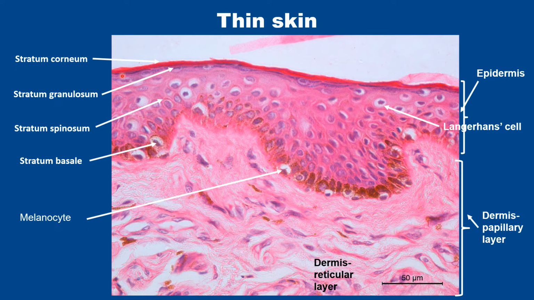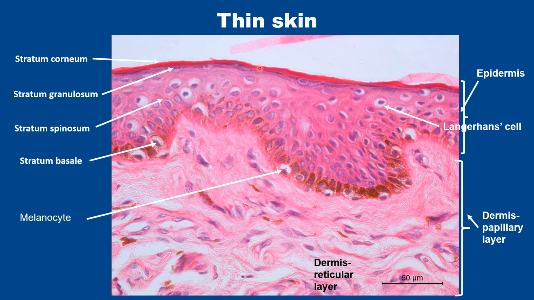This is a slide of thick skin. Sometimes you may confuse it with thin skin, but here the stratum corneum layer has been washed out, due to some tissue processing artifact or bad tissue processing. The whole of the stratum corneum is washed out. But how do you identify this as thick skin? Because of the stratum lucidum.